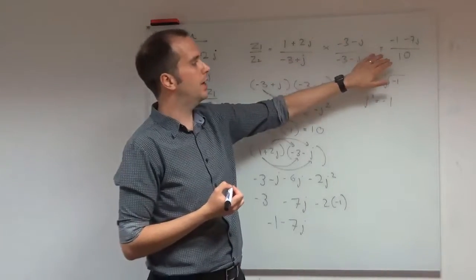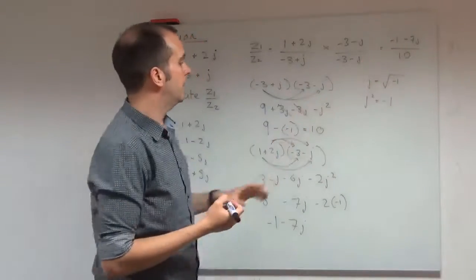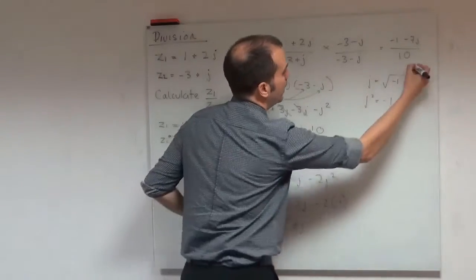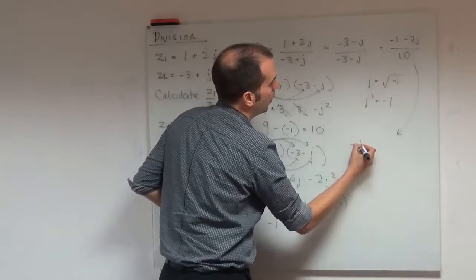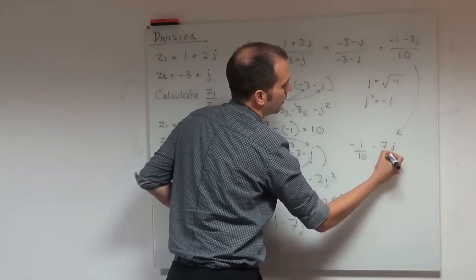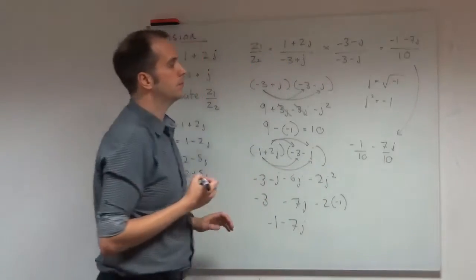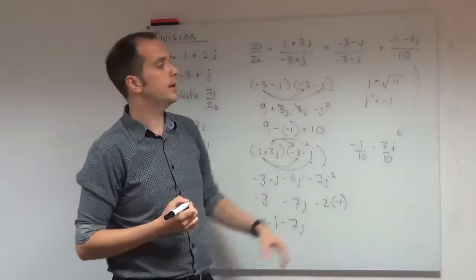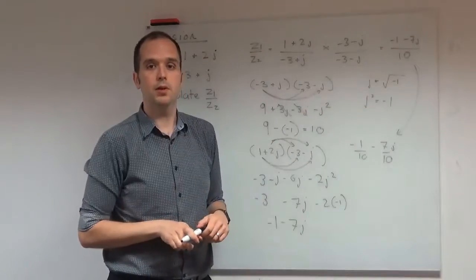Now you could leave it in this form. You could write it ever so slightly differently. You could write it as minus 1 over 10 minus 7j over 10. Both are equally correct. It's up to you which way you leave it.